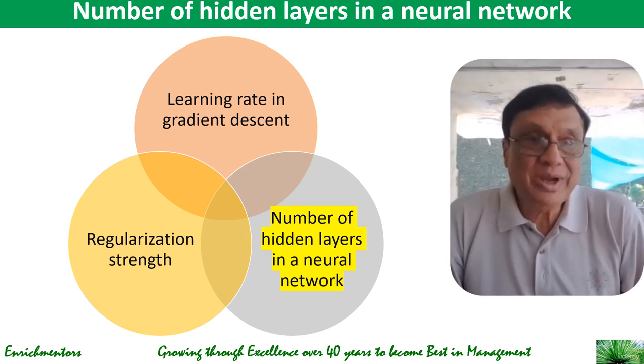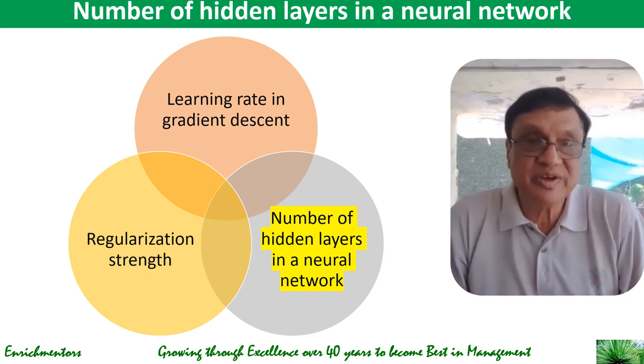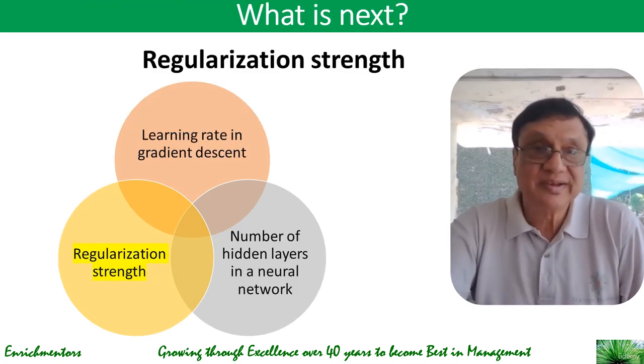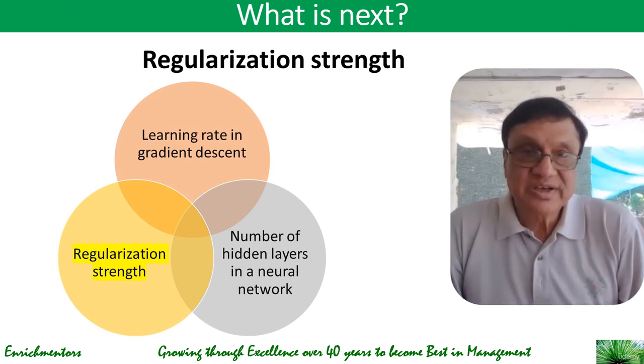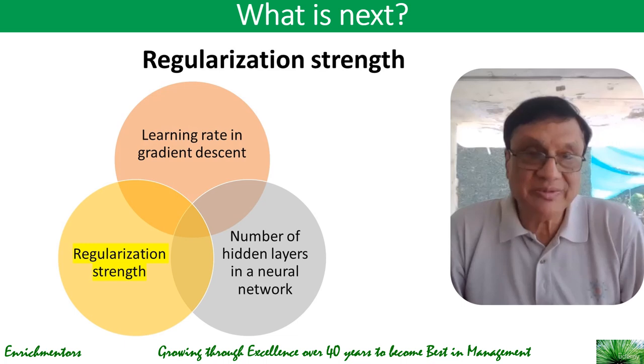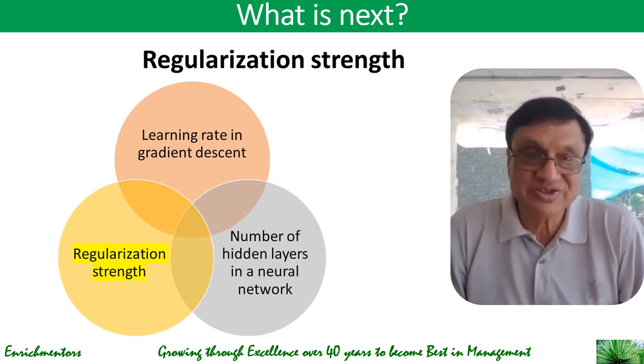Now there is no one size fits all answer. There is no formula directly that you can plug and play. The architecture of the neural network should be tailored to the specific problem and data set at hand, right? So what do we do next? We will look at the third most common hyperparameter used, the regularization strength, in the next set of lectures as we go forward.